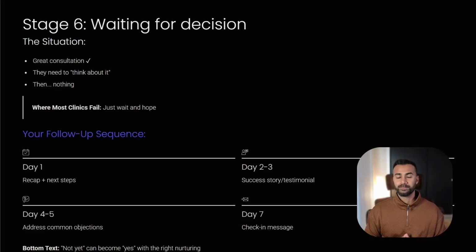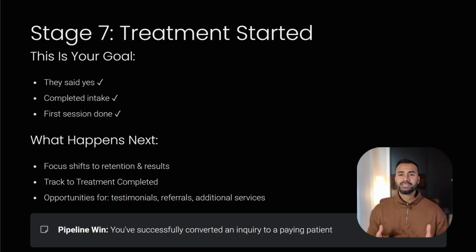Stage 7, the final stage, treatment started. This is going to make you super happy as a clinic owner, right? They said yes, they completed the intake, and the first session is done. Now it's just really about retention. This is where making sure that you or your practitioners are very educated in telling them about the next steps and helping them see the transformation of the treatment in the long term once they go through this process, because that's what's going to allow them to stay motivated and committed to coming back for the next sessions.